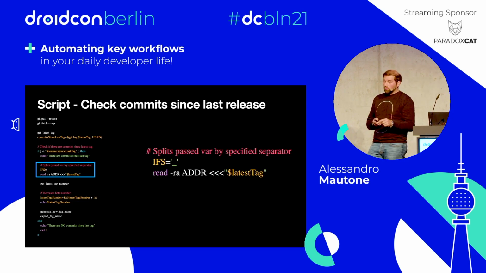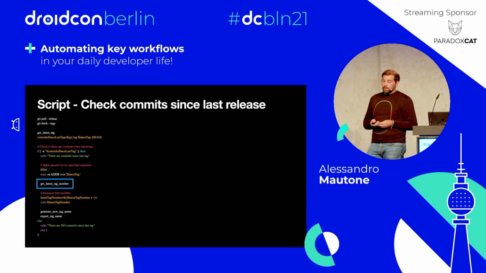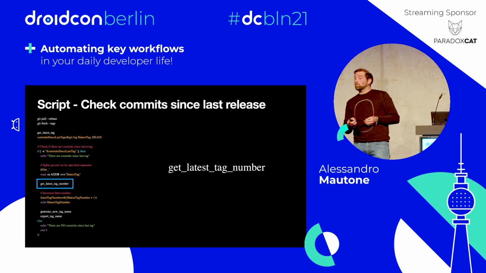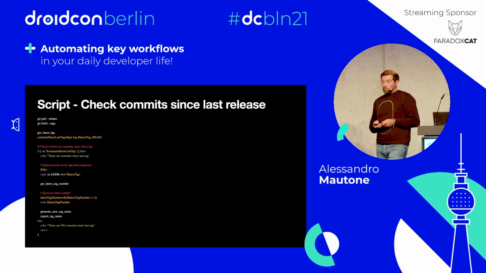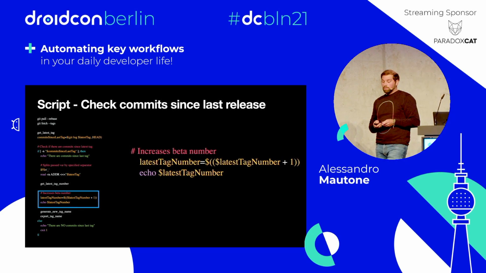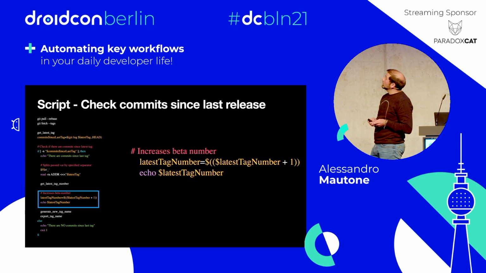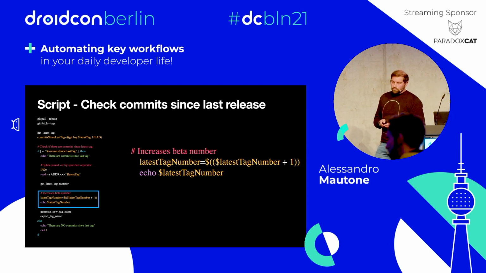So here there is underscore, and we're splitting the variable, which is stored in the other variable there. And then we are getting the latest tag number, which is one of the two functions we defined earlier. So in this case now, we are storing the number in the latest tag number variable. Once we get that, we also increment that variable, and we print it just for debug purpose.